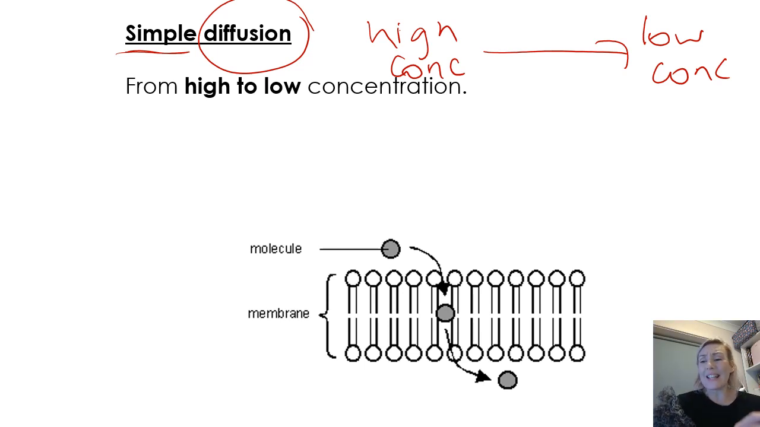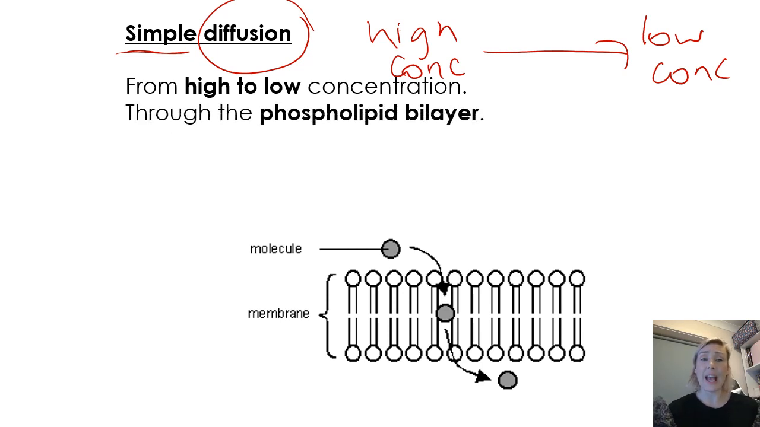So what makes it simple diffusion then is, in this case, this molecule doesn't have a charge and it's very small. So it's moving directly through the phospholipid bilayer down that concentration gradient. So at A level we just say this is simple diffusion. It didn't need any help. So it's just through the phospholipid bilayer.